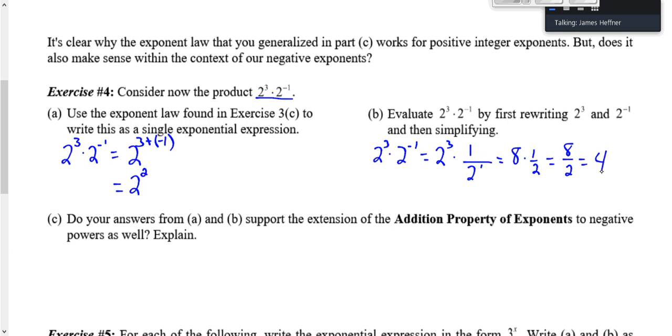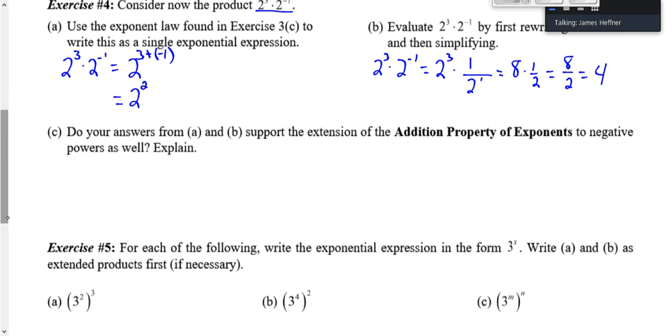So let's look at part C. Do your answers from part A and B support the extension of the addition property of exponents to negative powers as well? Well, did they? Did it work? Like when we did it in part A there? Because let's think about it as adding a negative. That's the same as doing what? Subtracting a positive. Right. So if we're subtracting exponents, it means we're dividing, isn't it? Like in part A, we could think of that. We did it by multiplying and then adding the exponents. But the very same thing in part B, we did it by dividing, didn't we?